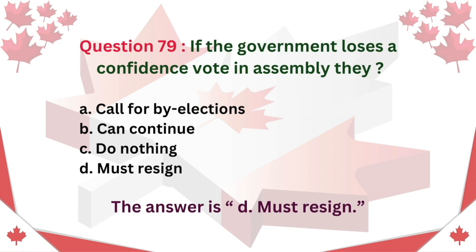Question 79. If the government loses a confidence vote in the Assembly, they A. Call for by-elections. B. Can continue. C. Do nothing. D. Must resign. The answer is D. Must resign.